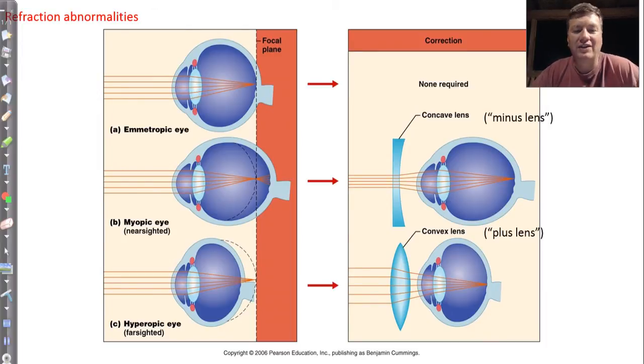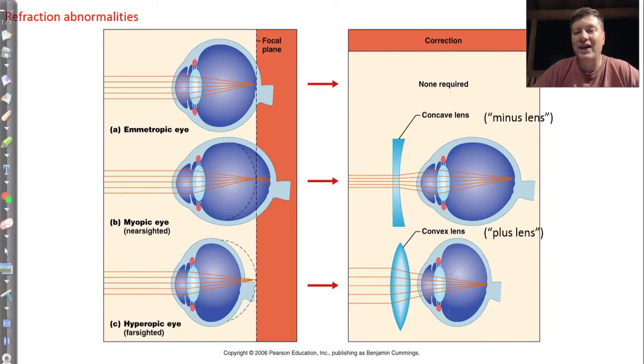Your vision's great. Okay, if you're myopic, the effect is the eyeball is actually too long. So when the waves come in, they go through the cornea, through the aqueous humor, pass through the lens, and they're all in focus right there. Problem is, the retina is over here. So notice how they're scattered when they're hitting the retina. So that's going to give you blurred vision.